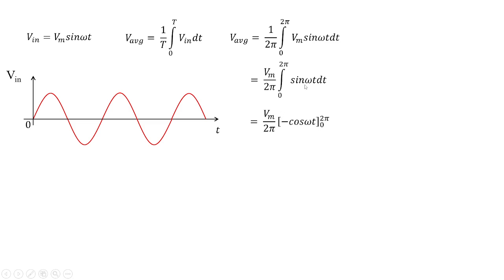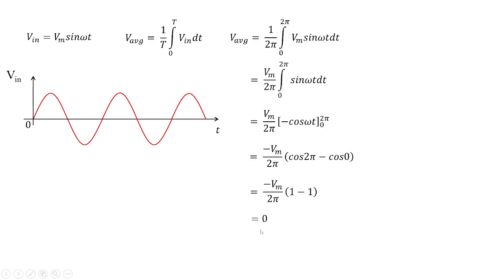So if you take the integration of sine, it will be minus cos, and if you substitute the upper limit and lower limit, you are going to get the average value as 0. Why 0? Because we started at 0. Okay, it reached the peak value, and it ended up again at the 360 value. So for one complete cycle, the average value is 0.